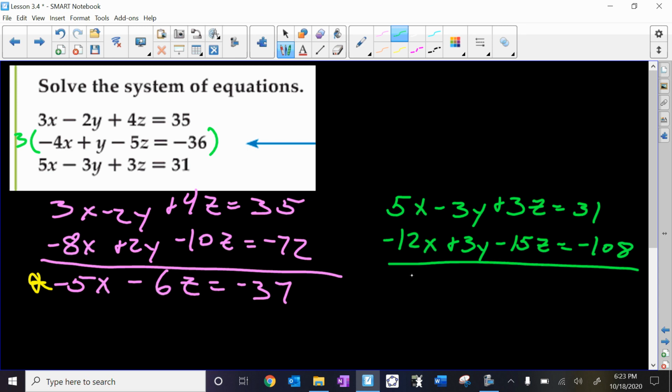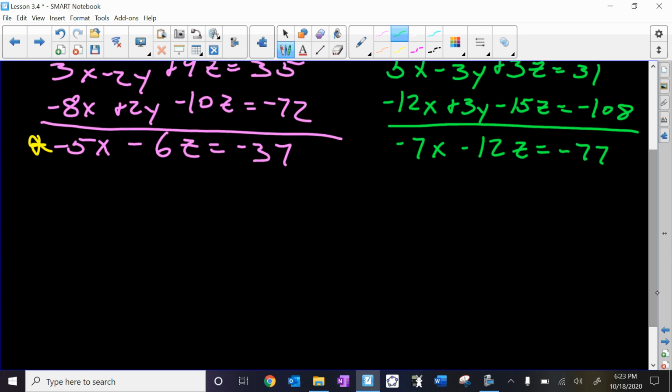We can add these together now, and this will get us a negative 7x, y's are gone, minus 12z equal to 31 minus 108 gets us negative 77. We'll put a nice star next to this one as well.